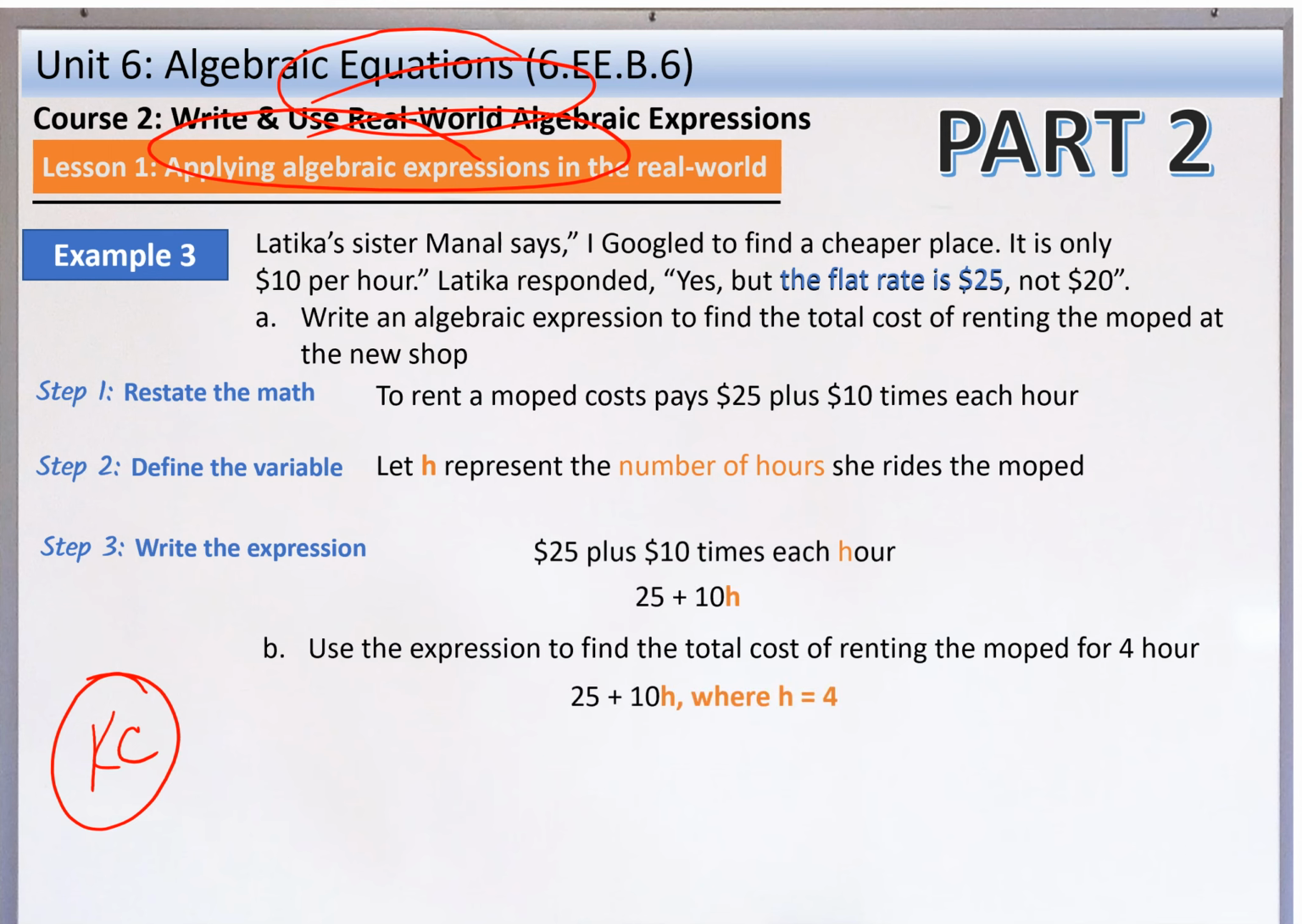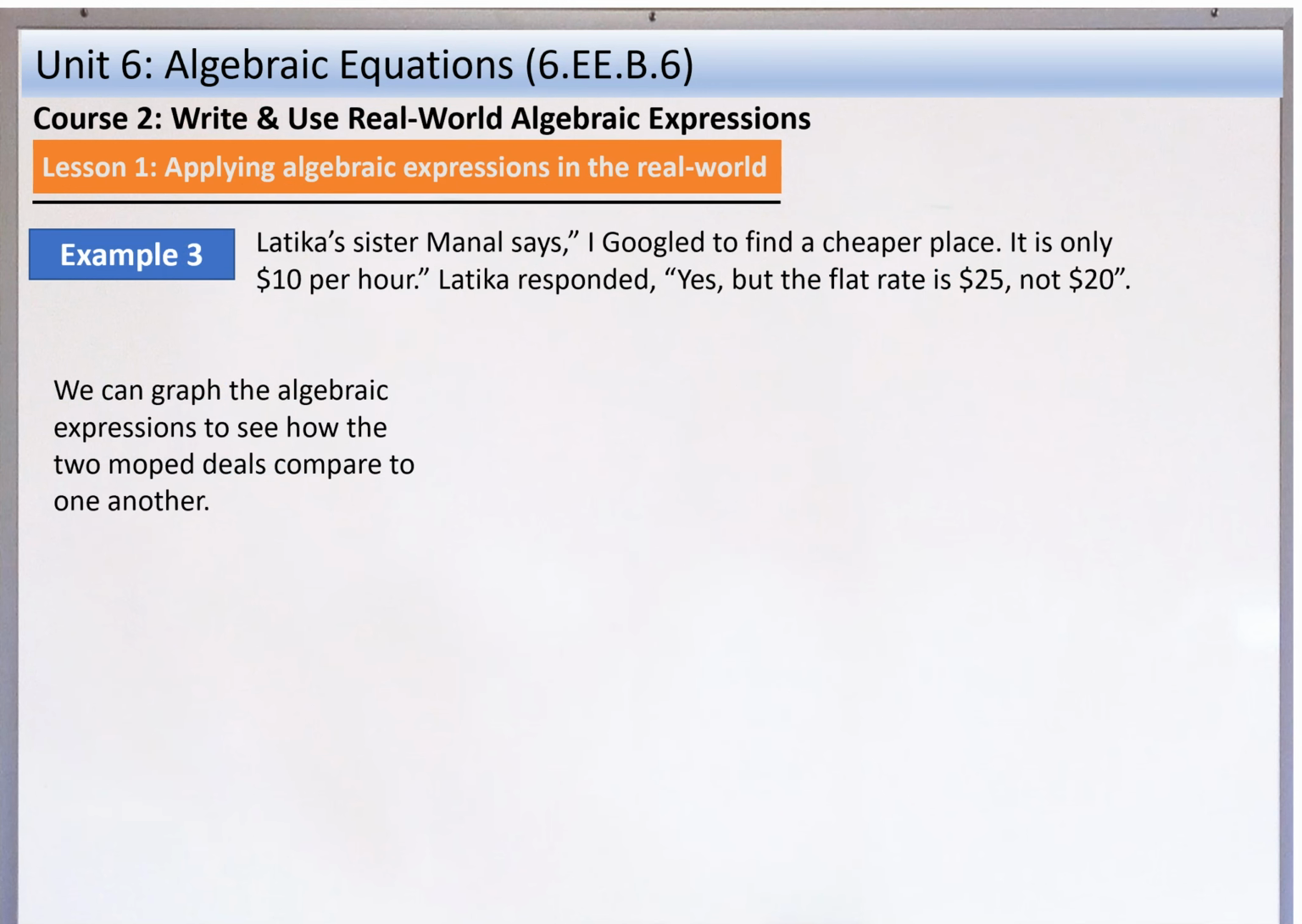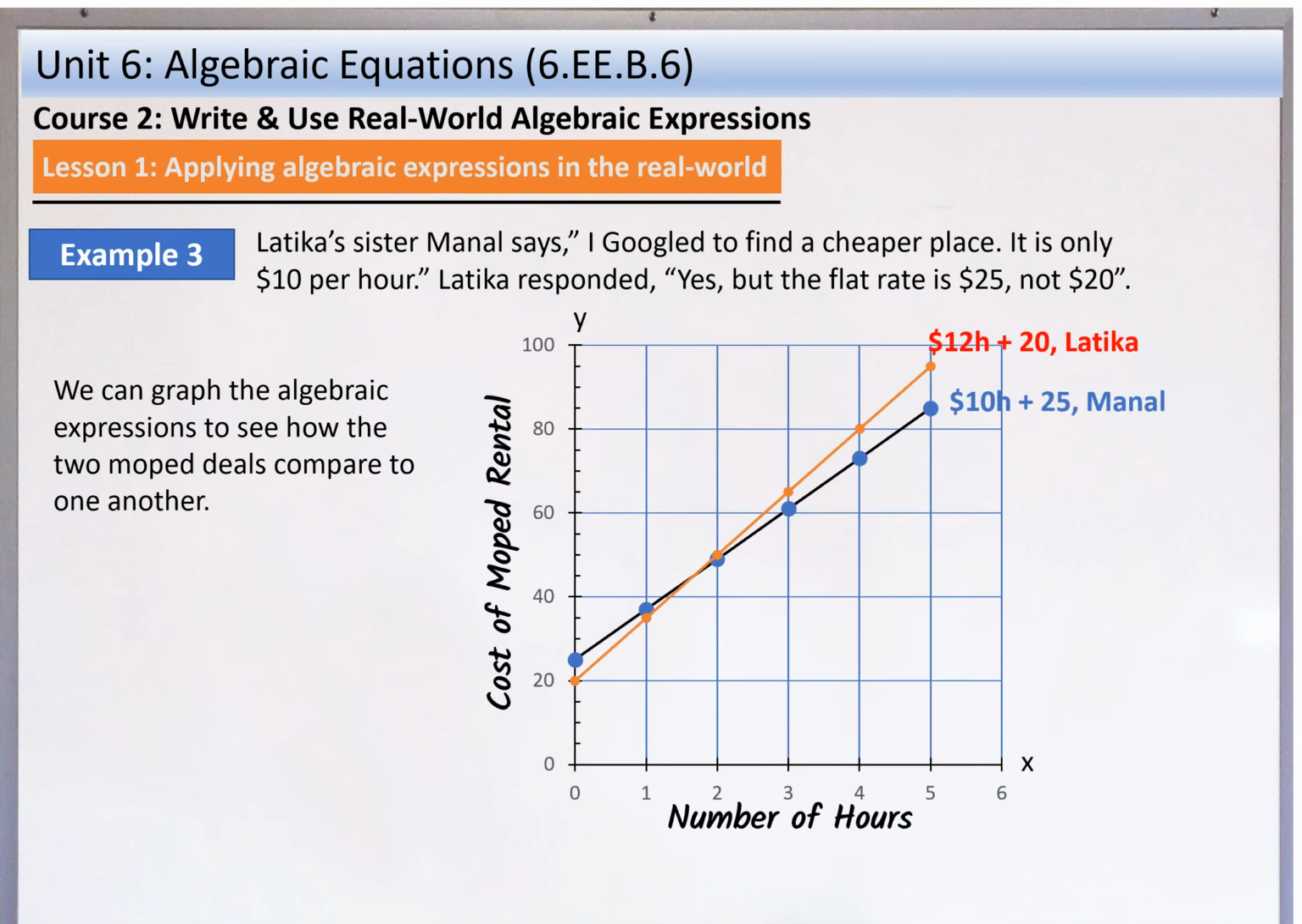At 4 hours, 25 plus 10 times 4, 25 plus 40. So at this place, it's $65 to rent the moped for 4 hours. So who was right, Latika or her sister? Well, let's go ahead and graph it. And you can see that the mopeds cost the same if they stopped at 2 hours. Didn't matter where they went.